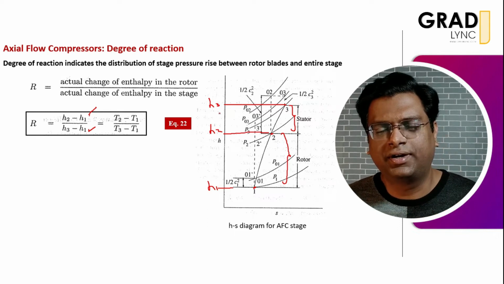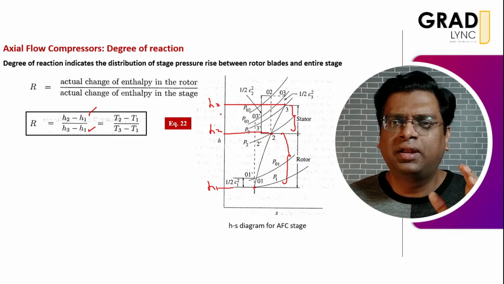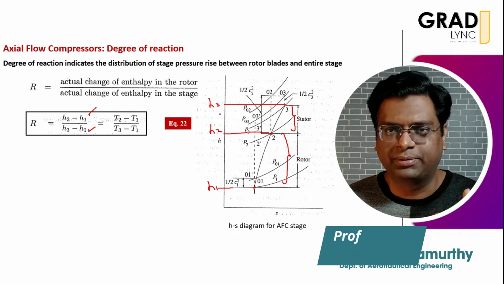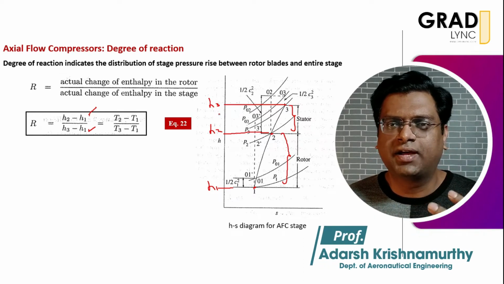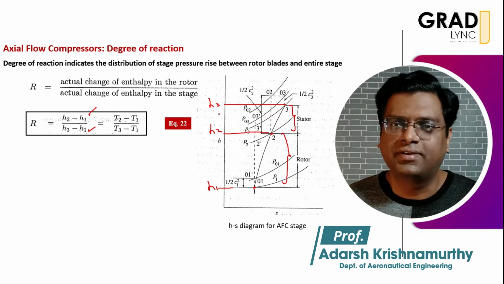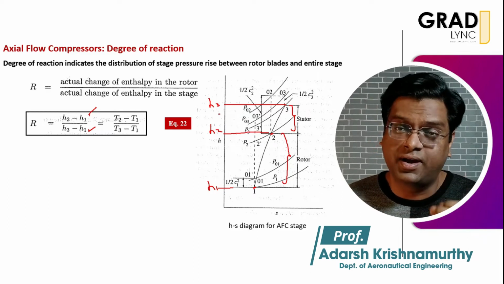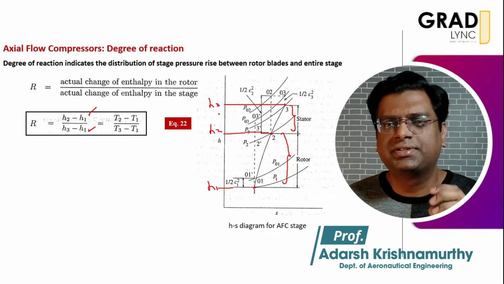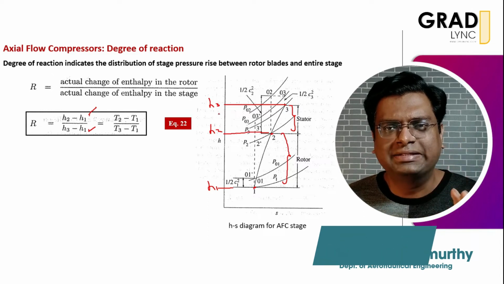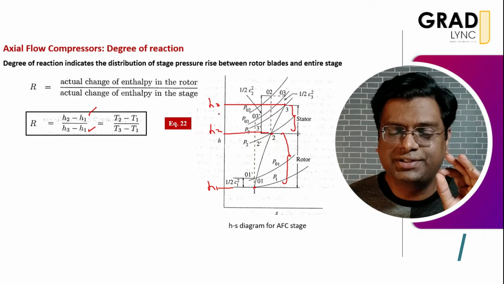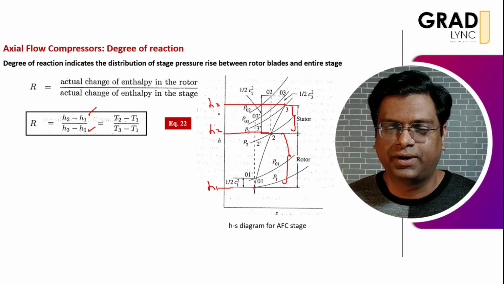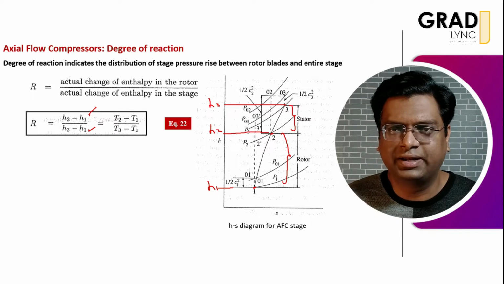So let's say 50% degree of reaction means the total enthalpy change is shared by rotor and stator equally, right? So 50% of the enthalpy change happens in the rotor and 50% happens in the stator. Similarly, there are higher degrees of reaction, let's say 60%, 70% and so on. In those cases, a degree of reaction of 70% tells that 70% of the change in pressure or change in enthalpy is happening in the rotor stage, right? There are low degree of reaction machines as well. We will go in depth into that in the later lectures.